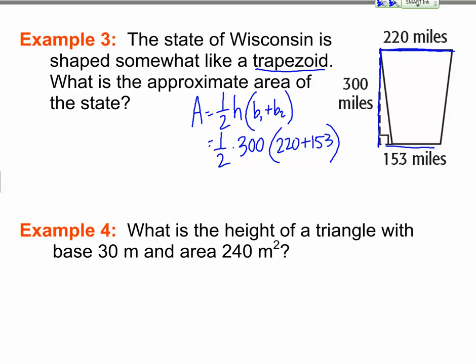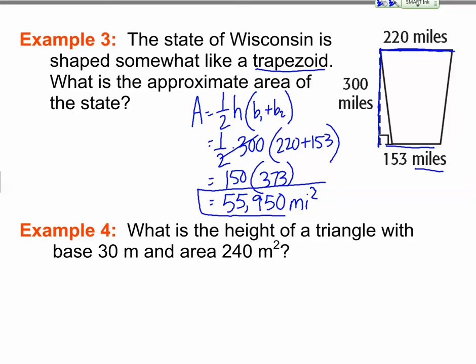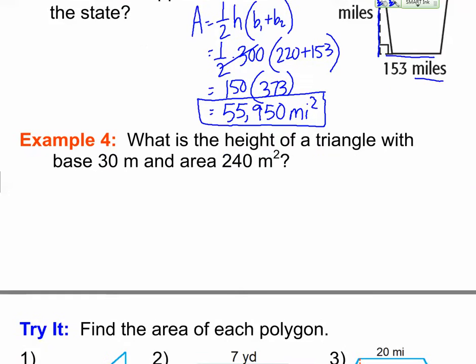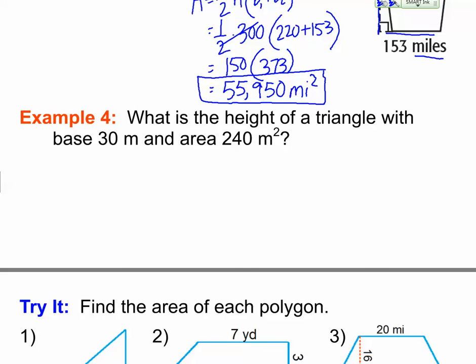So grab your calculators. 1/2 of 300 is 150, and 220 plus 153 is 373. 150 times 373 gives us 55,950 square miles. 55,950 square miles. Okay, moving on to example 4.